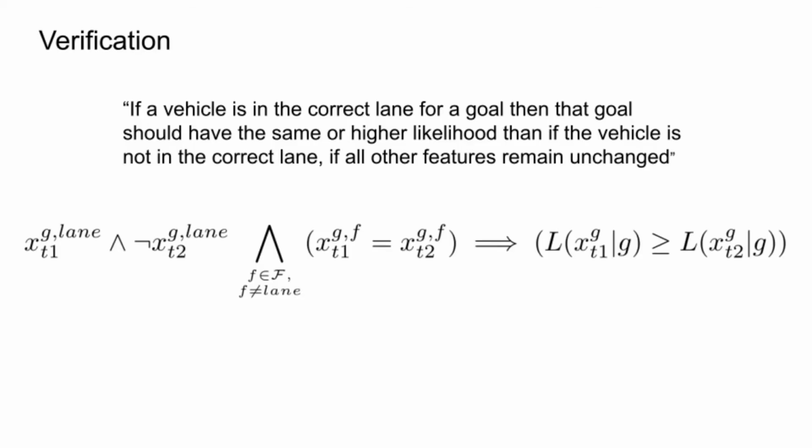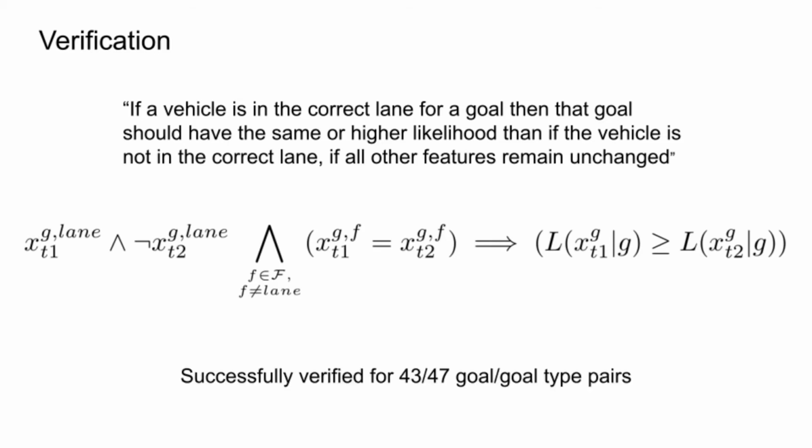One advantage of GRIT over other goal recognition methods is that we can formally verify that certain statements about the model always hold true, using an SMT solver. One example is the following statement. If a vehicle is in the correct lane for a goal, then that goal should have the same or higher likelihood than if the vehicle is not in the correct lane, if all other features remain unchanged. We ran verification for this statement for 47 goal-type pairs in 4 different scenarios, and the verification was successful in 43 of these cases.